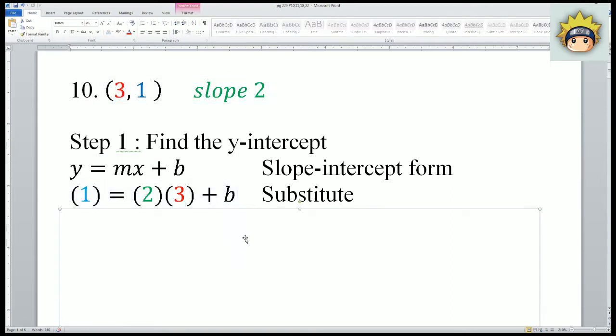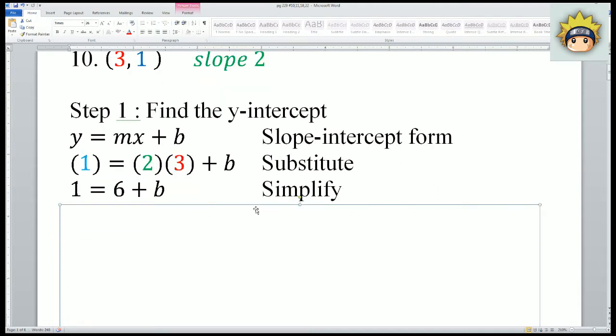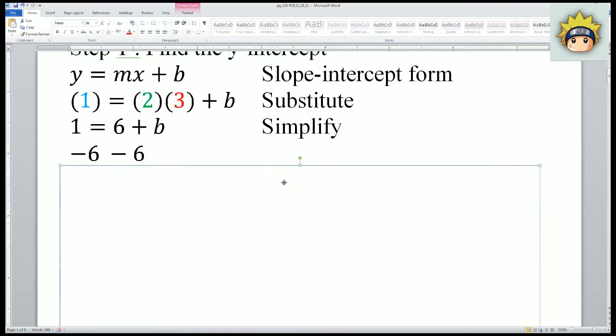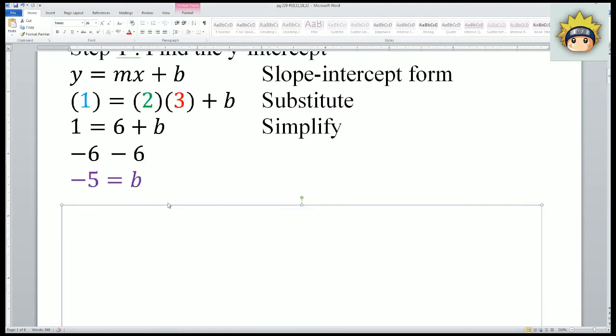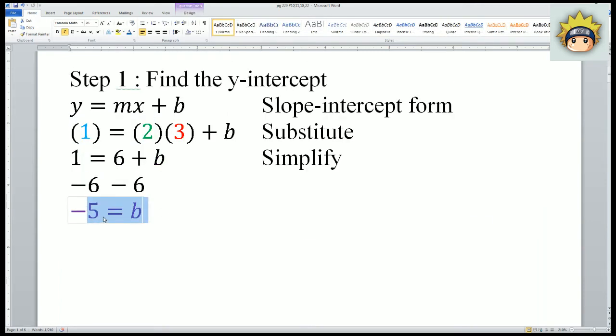Okay, so I make my substitution. I now simplify. 2 times 3 is 6. The left-hand side just becomes 1. I need to solve for b because I'm trying to find the y-intercept. To do that, I subtract 6 from both sides. Once I subtract 6 from both sides, b should be left over on my right-hand side. 1 subtract 6 is negative 5. So right here, I just solved for the y-intercept.